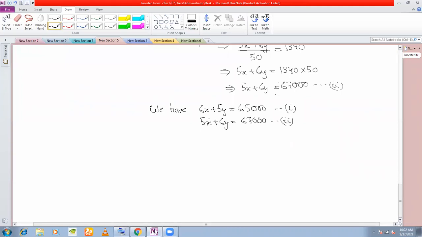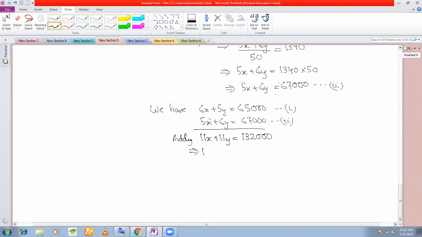Okay. Now if you see, the coefficients of these two are the same, and the coefficients of these two are the same. If you remember, I gave you a very easy technique of solving such equations. What you do is, you first add the two equations and then you subtract the two equations. So adding the two equations, you get 11x plus 11y is equal to 132,000.